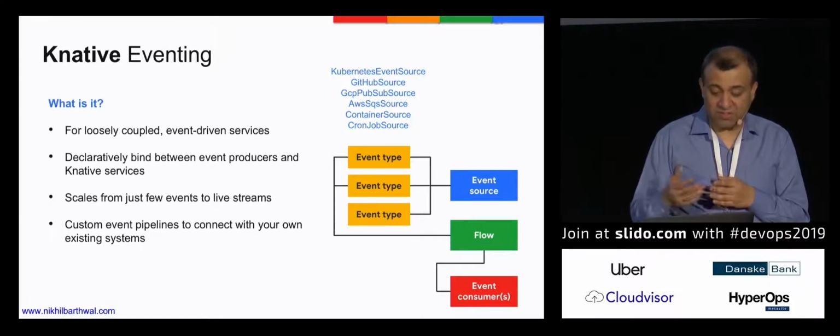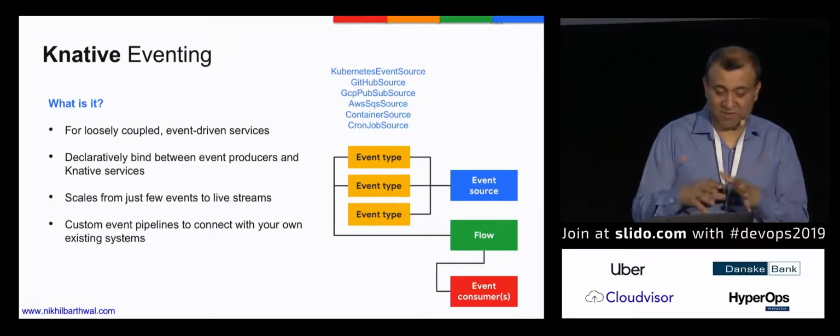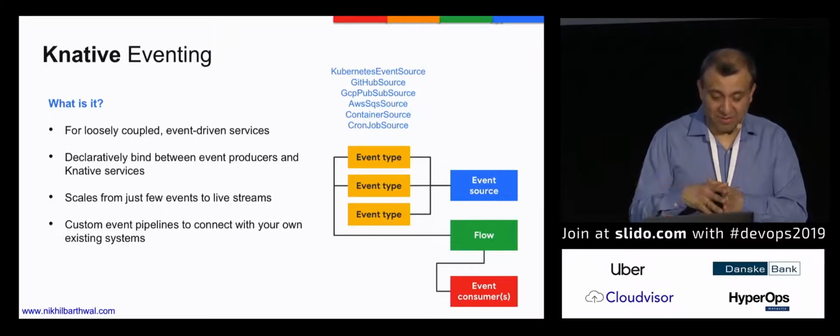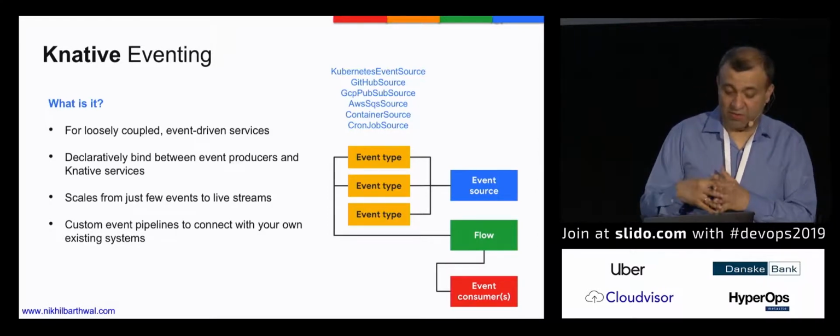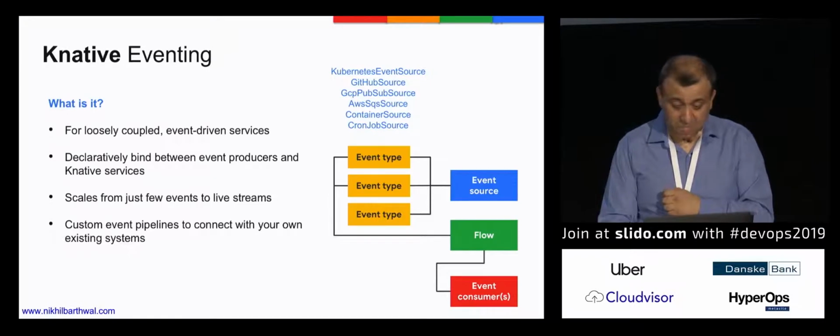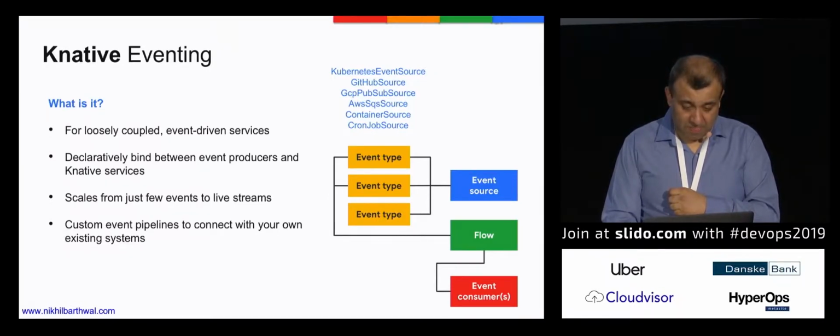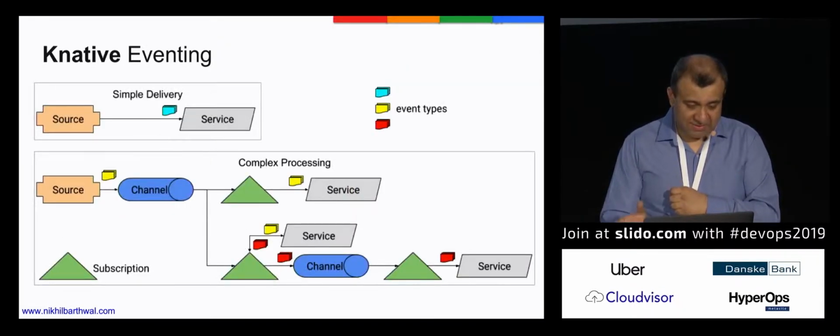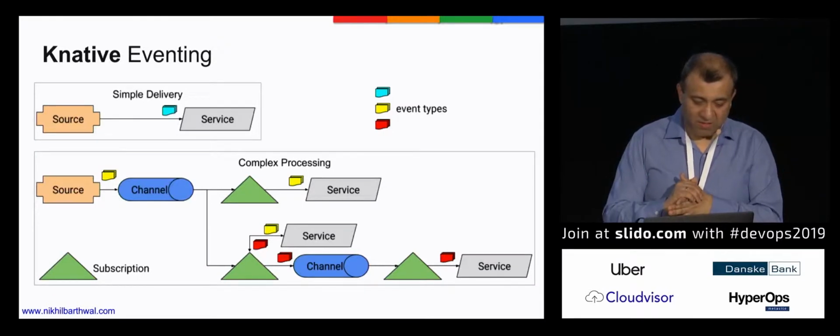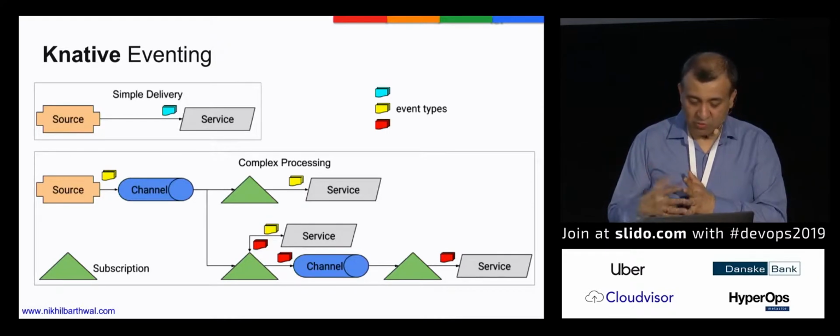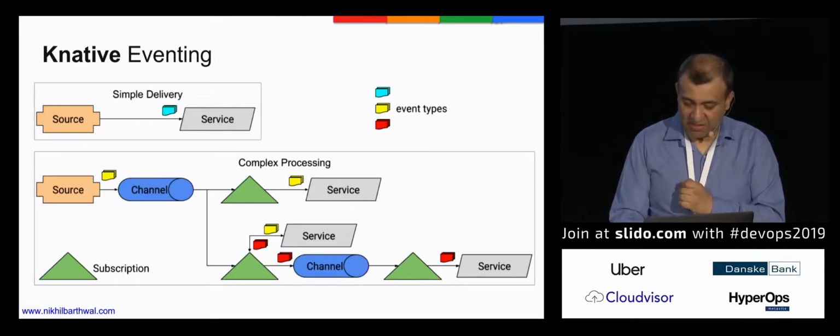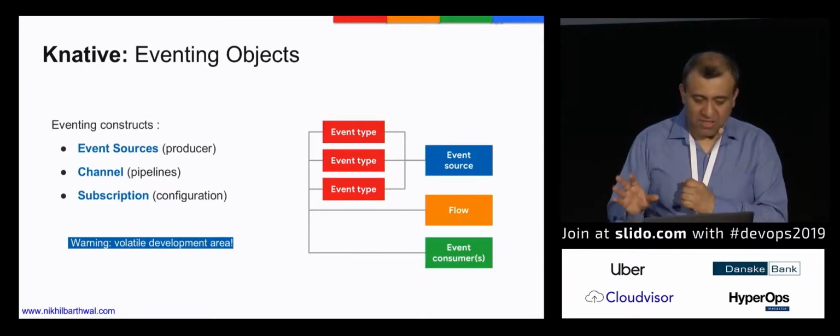So you have different sources and flows, and eventing controls all that. It scales from a few events to live streams, and it has pipelines to connect to your existing systems. So this is a model of eventing. You have the source, you have the channel, and you have different services that consume these. And here you have primarily 3 eventing objects. So let me get into what those 3 eventing objects are.